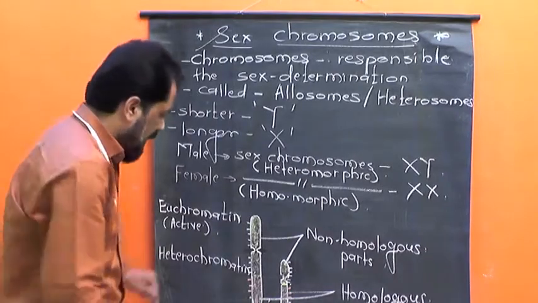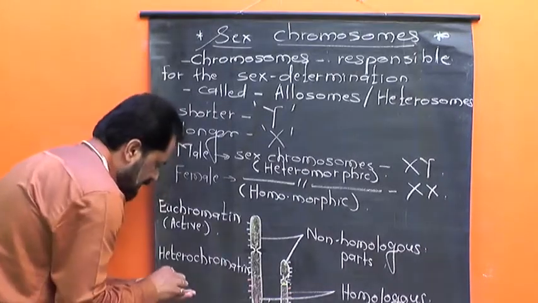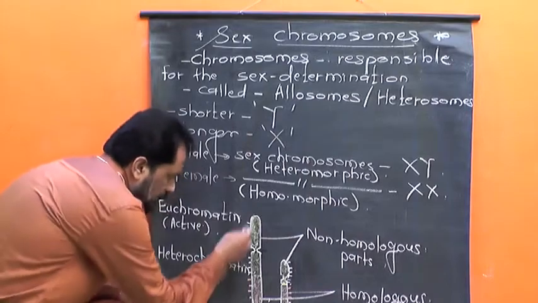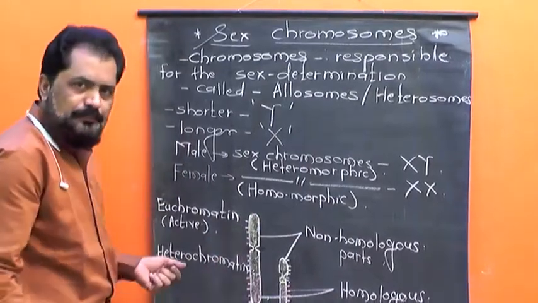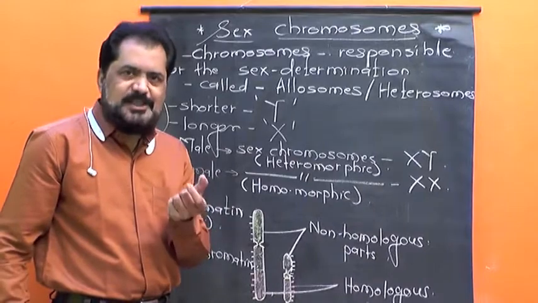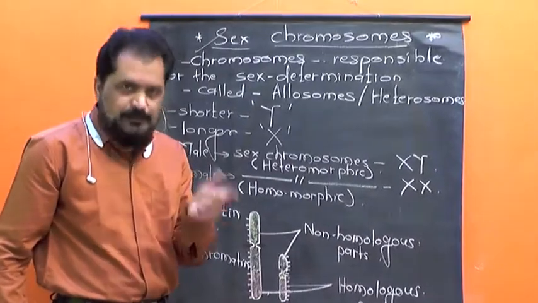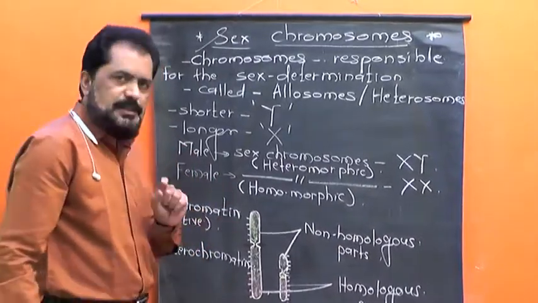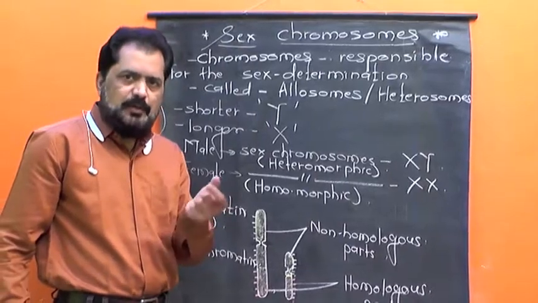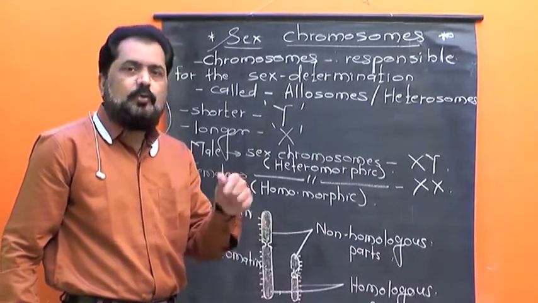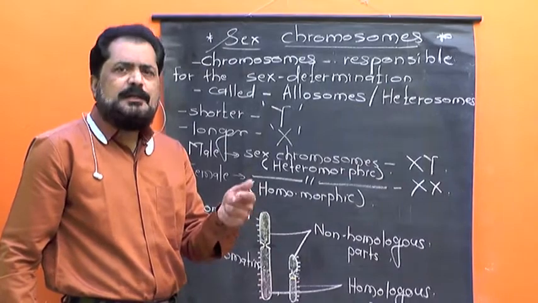Try to understand. Let me draw one diagram here just for your understanding. We know that the chromosome is nothing but the condensed form of chromatin fiber, isn't it? The chromosome is nothing but the condensed part of chromatin fiber, and we know chromatin fibers are made up of DNA along with other nucleoproteins.